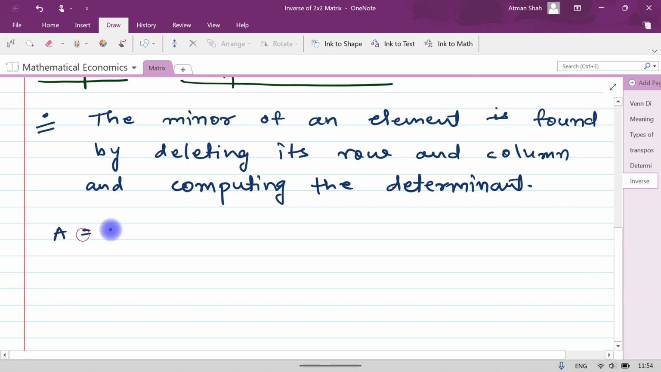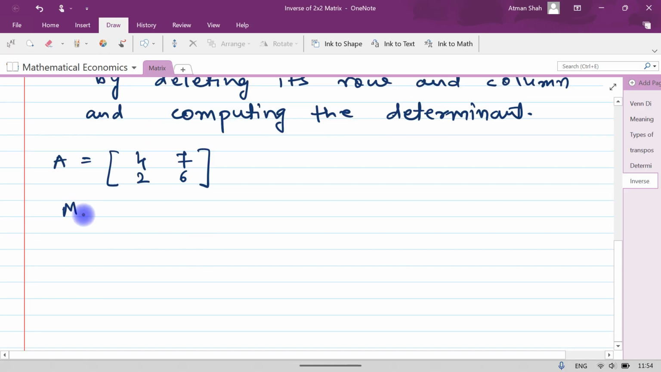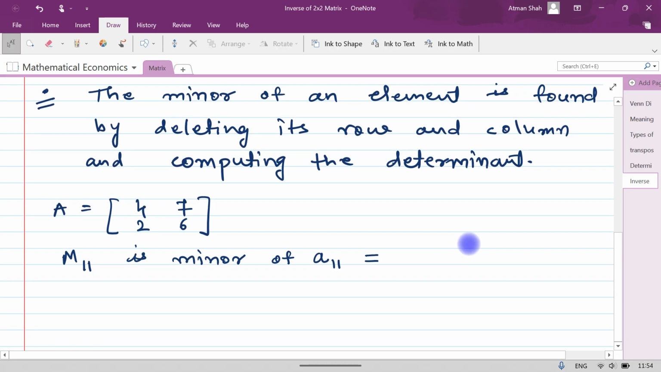So we know that matrix A is 4, 7, 2, 6. So now we want to find the minor. M11 is the minor of A11. So therefore we remove row 1 and column 1. So you remove row 1, column 1. The remaining element is 6.